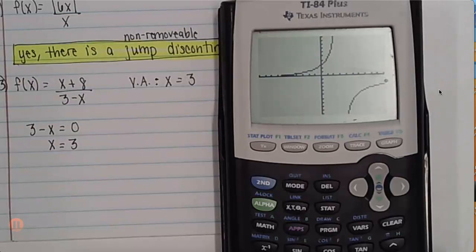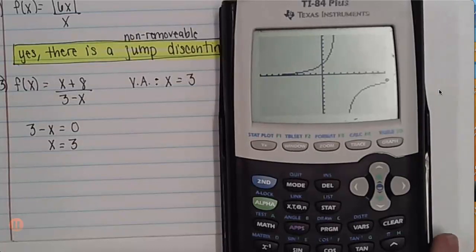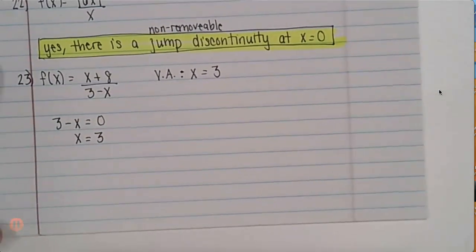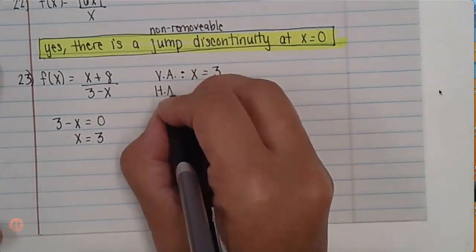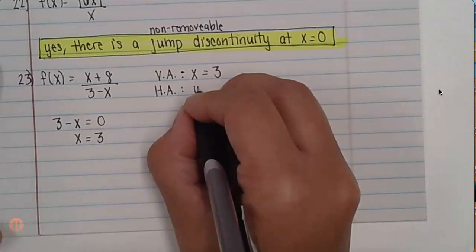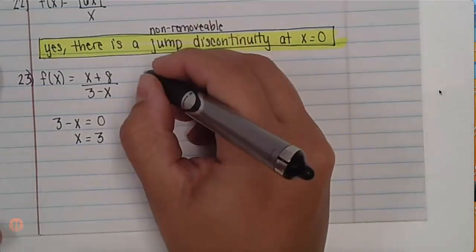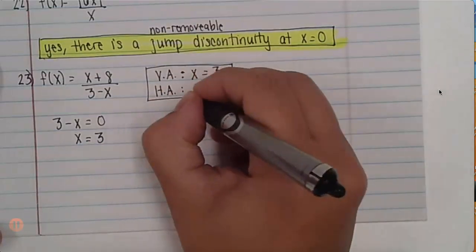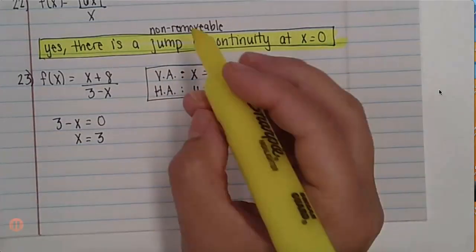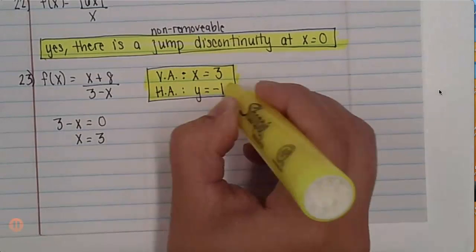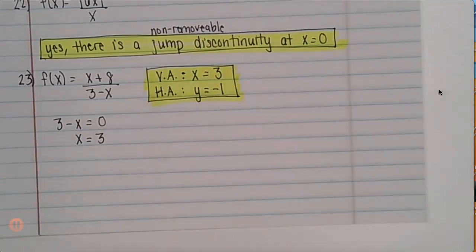All right, there appears to be a horizontal asymptote at -1. There we go. Okay.